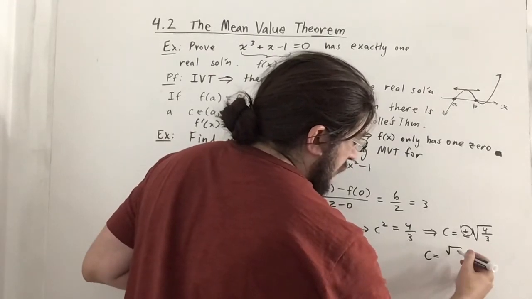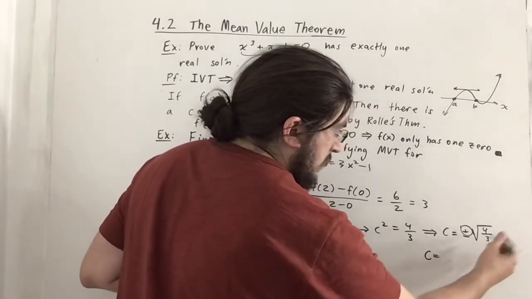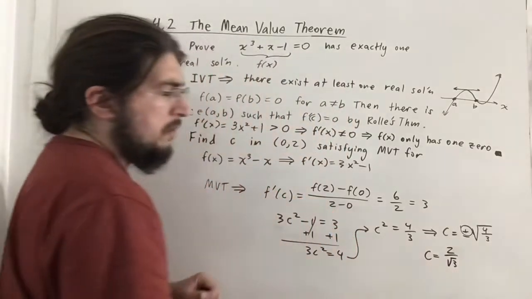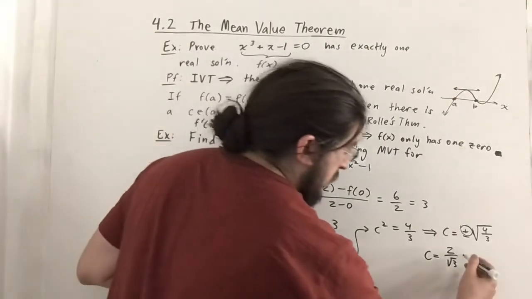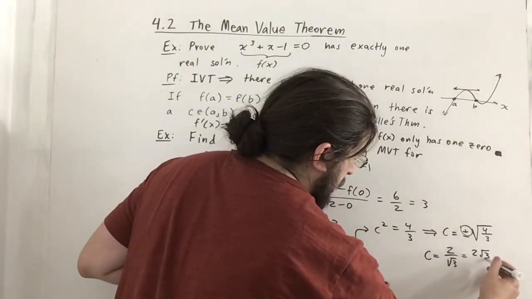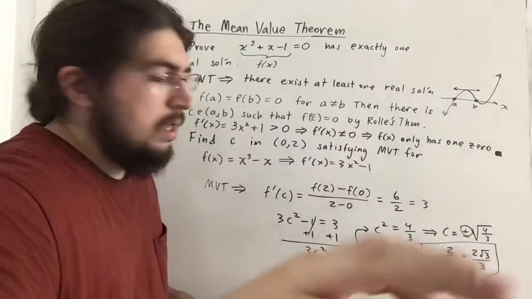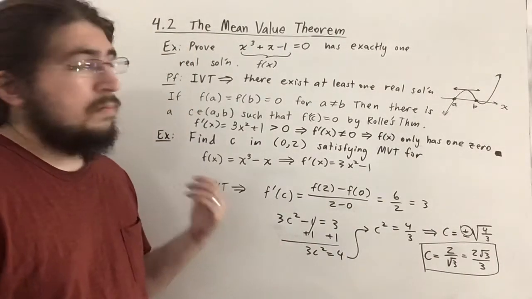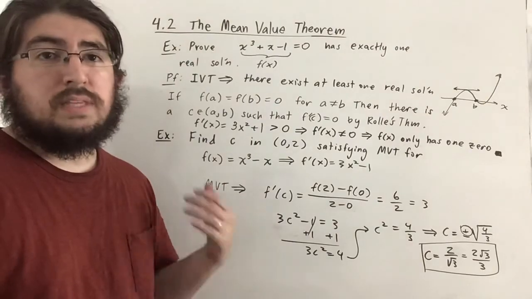If you want to rationalize it, in fact, notice that the square root of 4 on top is just 2. So it's 2 over radical 3, or again, if you want to rationalize, that's 2 radical 3 over 3 if you multiply top and bottom by radical 3. So I'm just going to leave it like that and call it a day there. And now we'll move on to some more examples where we see some more results of these theorems.